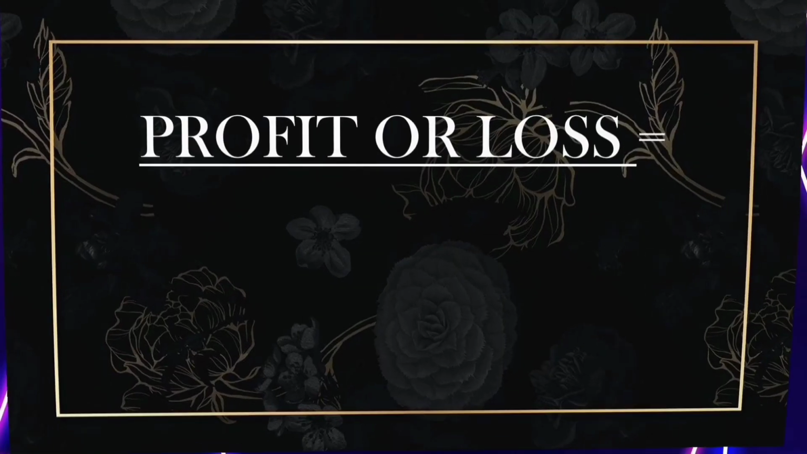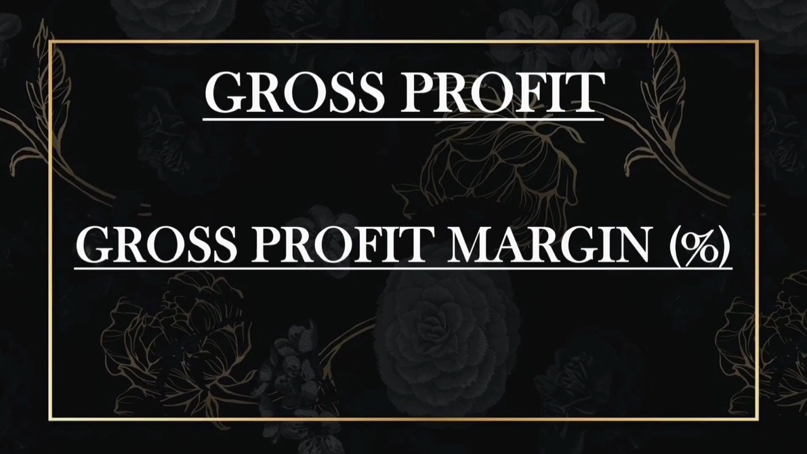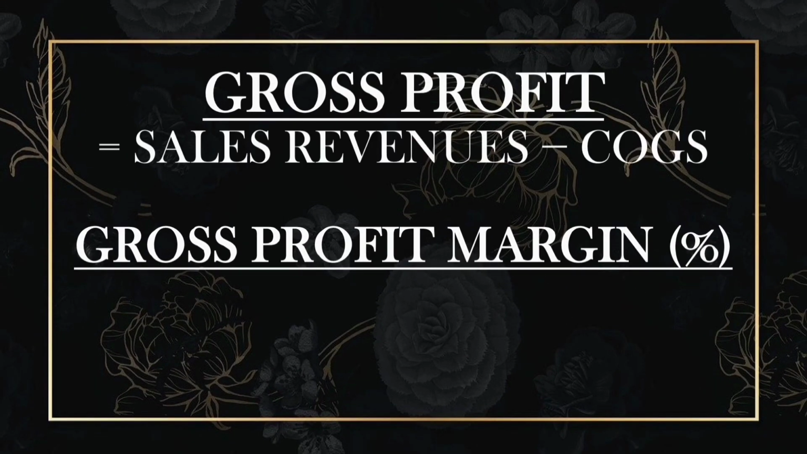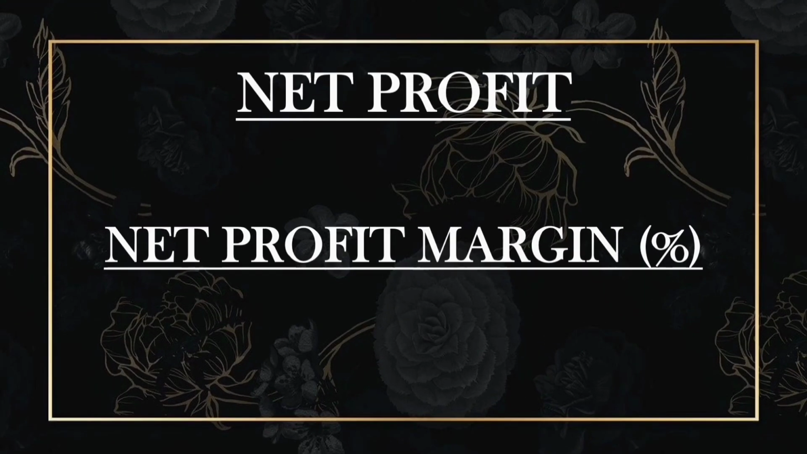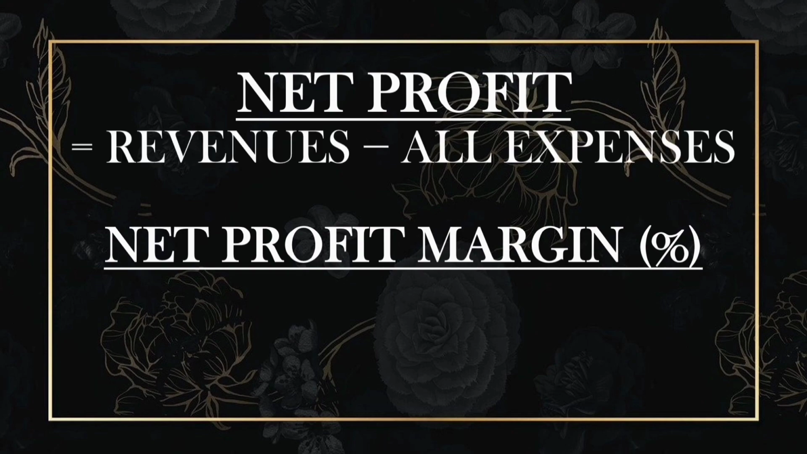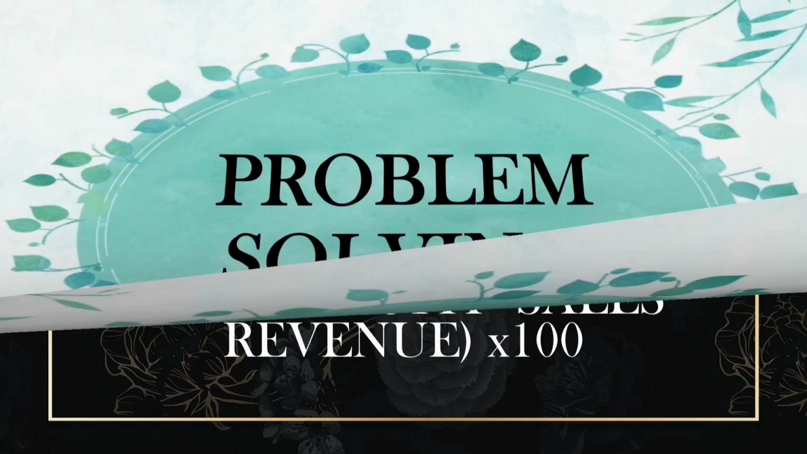To solve for profit or loss, subtract the cost of goods sold from the selling price. And to calculate for the gross profit, deduct the COGS from the sales revenues. And to find its margin, gross profit is divided by the sales revenue and then multiplied by 100. Now, to find the net profit, deduct all expenses from the revenues. And to find its margin, net profit is divided by the sales revenue and then multiplied by 100.